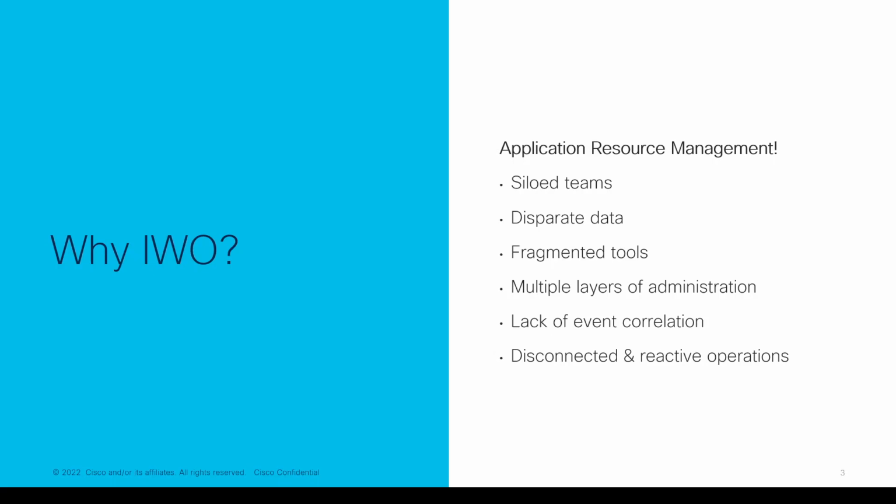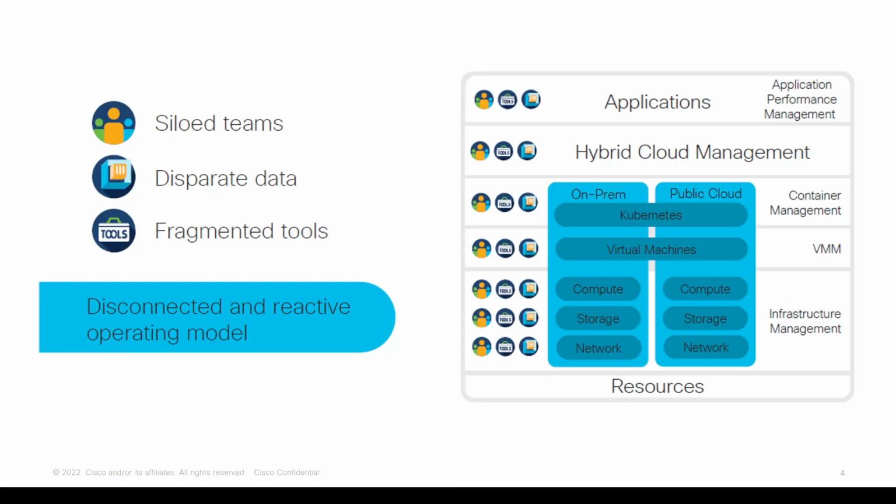Things like siloed teams, disparate data from the different systems that are involved in providing a platform for the application to run on, fragmented tools, fragmented skill sets. You've got different operators managing different portions of the infrastructure. Just like the next bullet says, multiple layers of administration, lack of event correlation across all of those layers, and this results in disconnected and reactive operations. And I always like to provide a picture because I think this helps illustrate exactly that point.